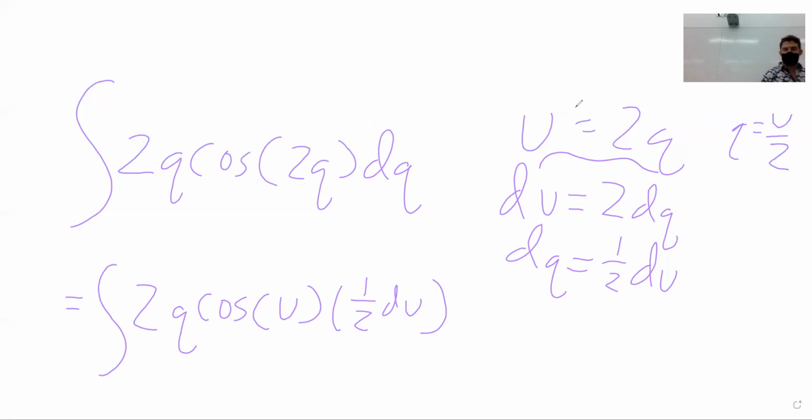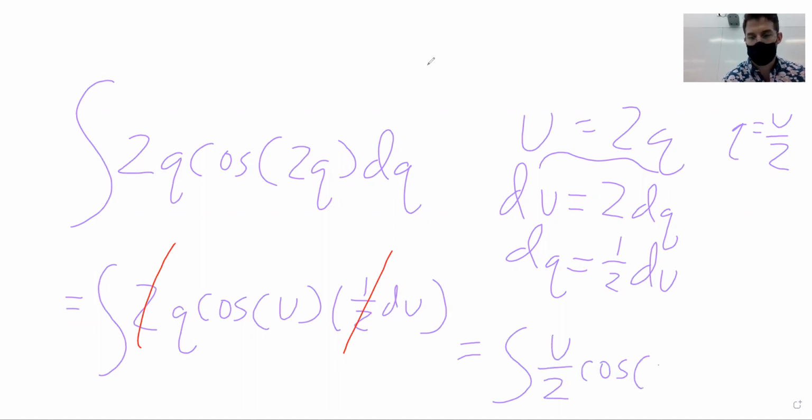Okay. So in doing that, what's going to happen? These are going to cancel, the 2 and the 1/2. Okay. Then what do we say? We said q gets replaced with u over 2. So we're left with integral u over 2 cosine u du. Very good. Okay. Then what do we do with this one?